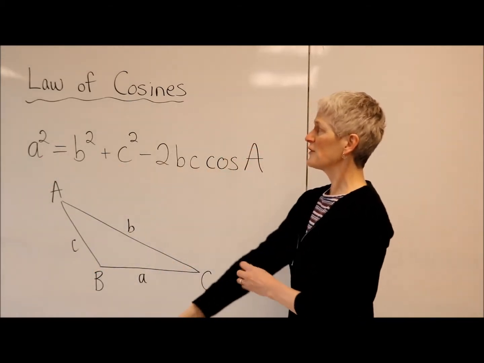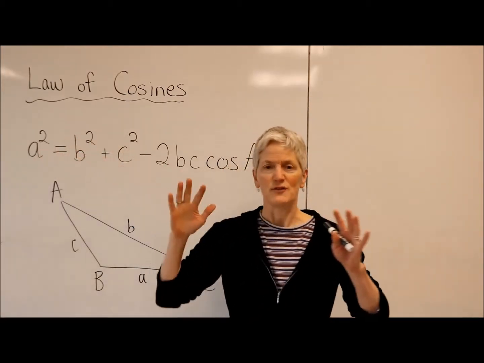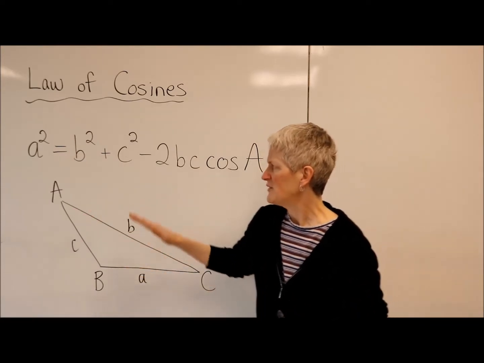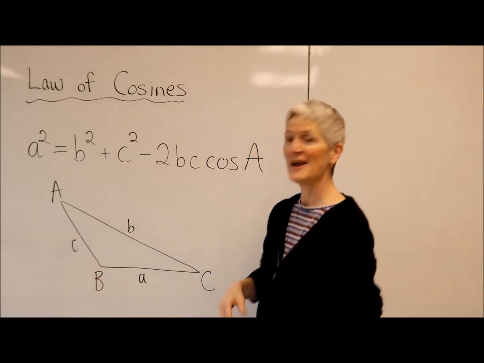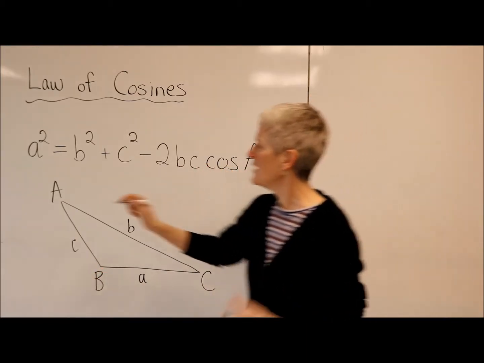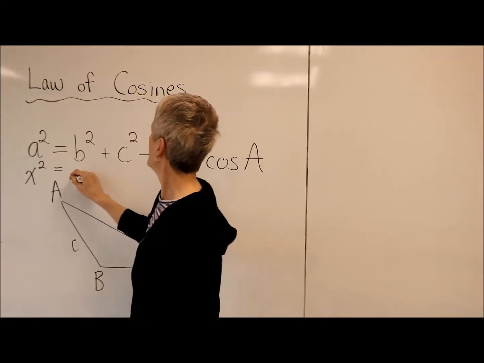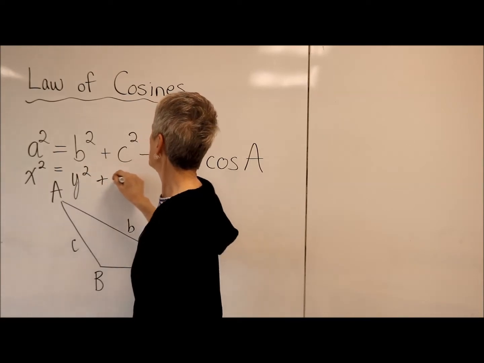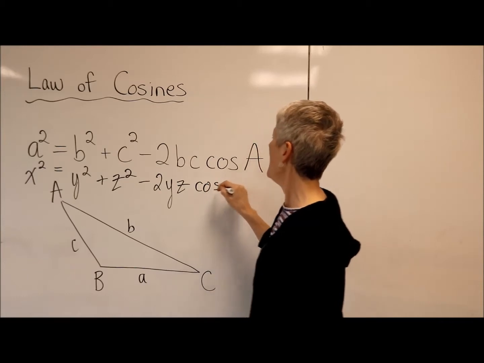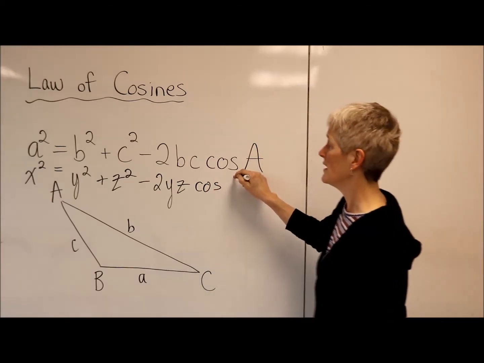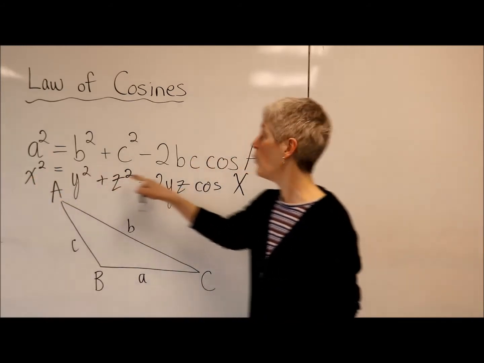Now, often when people are first learning about the law of cosines, they say, okay, this is only going to work if I have a triangle named ABC and side A is always over here. Not so, okay? Really, I could write this as x squared equals y squared plus z squared minus 2yz times the cosine of, what angle would have to go here? Yeah, angle x. That would be for some triangle xyz.